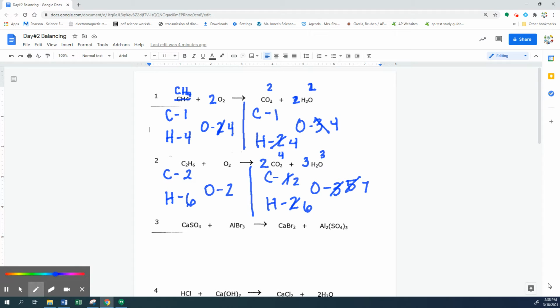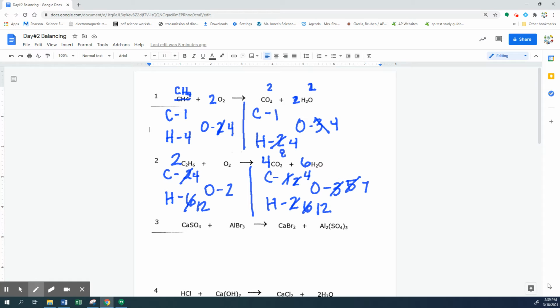So I'm going to make my first one a 2, double my already 2 there to a 4. Then I'm going to double my 3 in front of my water to a 6 and recalculate. So first I'm going to start with my reactants. That 2 makes 4 carbons, 12 oxygens, 12 hydrogens. On my product side, I have 4 carbons and 12 hydrogens. It also changes the number of oxygens that I'm dealing with.